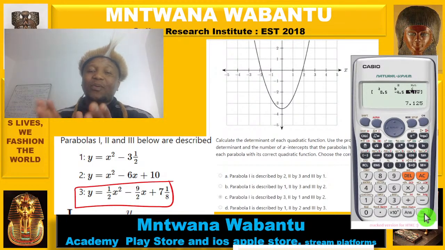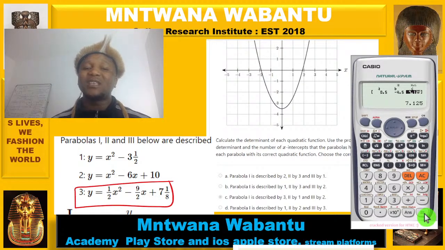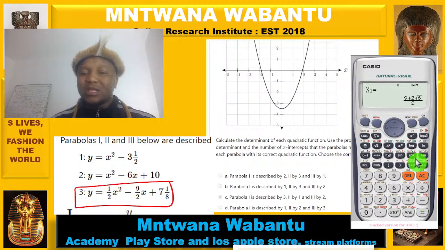So you have already placed all the values. You can see A is 0.5, B is negative 4.5, and C is equal to 7.125. So when all your values are placed in the calculator, just say equal. When you press equal, that's the value of the X-intercept, the first one.